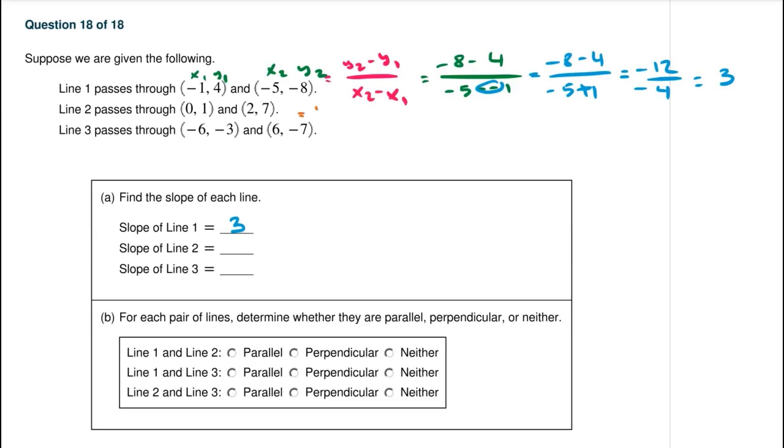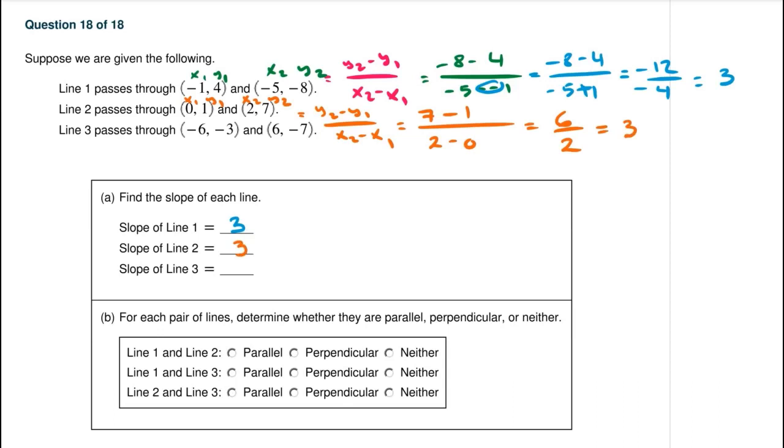Same thing for the second one. Y2 minus Y1 over X2 minus X1. So X1, Y1, X2, Y2. We will have 7 minus 1 over 2 minus 0. 7 minus 1 is 6 over 2, which gives you 3. So the slope of line 2 is also 3.